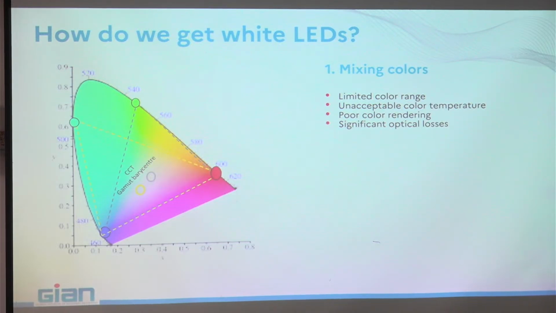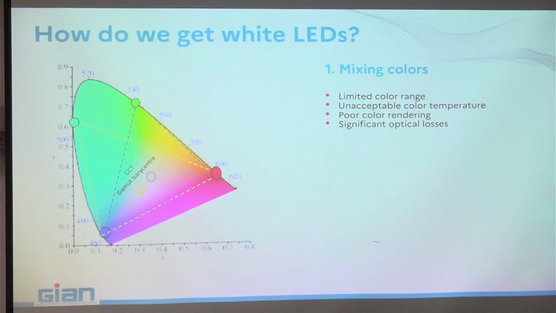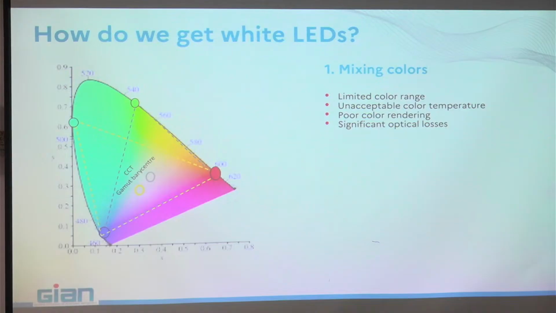And also you may have significant optical losses. Why? Because you need to mix the three colors, and mix them effectively, because if you have three sources, which are a little bit distant one from the other, and you have an object, you will have three shadows, and the problem is that the shadows are colored.